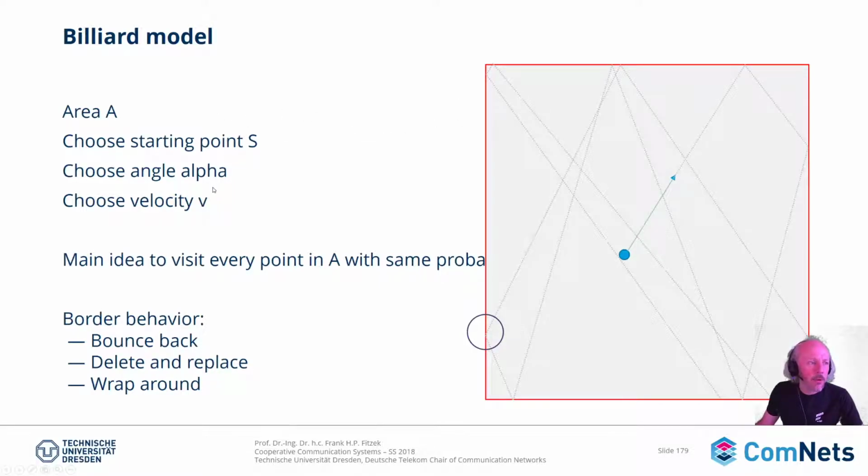We choose a starting point, choose any angle alpha, choose a velocity, and let the ball fly, so to speak. In our case, the velocity was the same for all robots. They start, they go to the line, and then they go back. So the question is, how do they go back, right? Do they go back like a billiard ball, with the angle at which they fall in equal to the angle at which they fall out? And what would then happen? Would we visit all of the points, right? And yes, this will happen here. The border behavior is bounce back, delete and replace, or wrap around. Therefore, it's like a billiard ball, more or less.